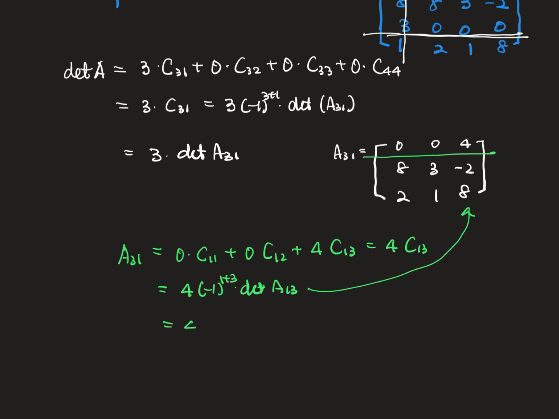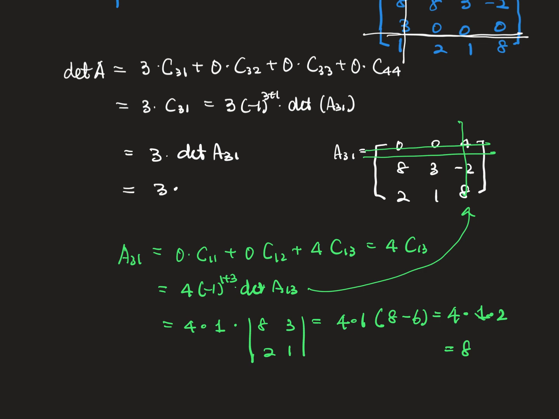So this one is 4 times determinant 13. First row, third column. This one is going to be the submatrix 3, 2, 1. So you have 4 times 1. This determinant is 2, so this one is 4 times 1 times 2. That's going to be 8. So you found the determinant of the submatrix. Now go back to the original equation. It's 3 times 8, that's 24. Okay?